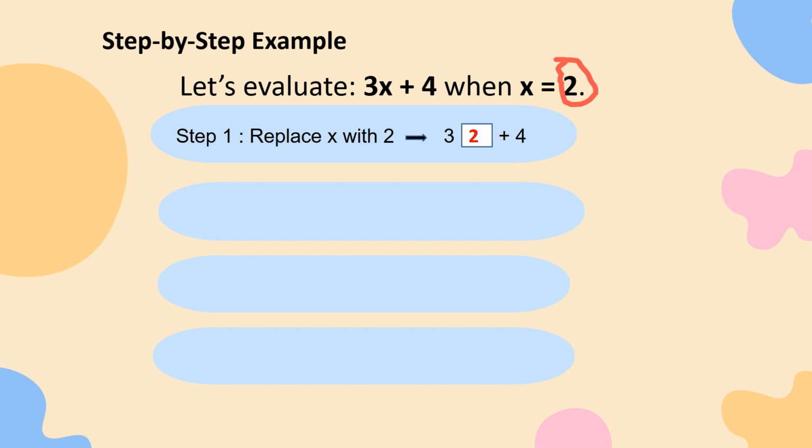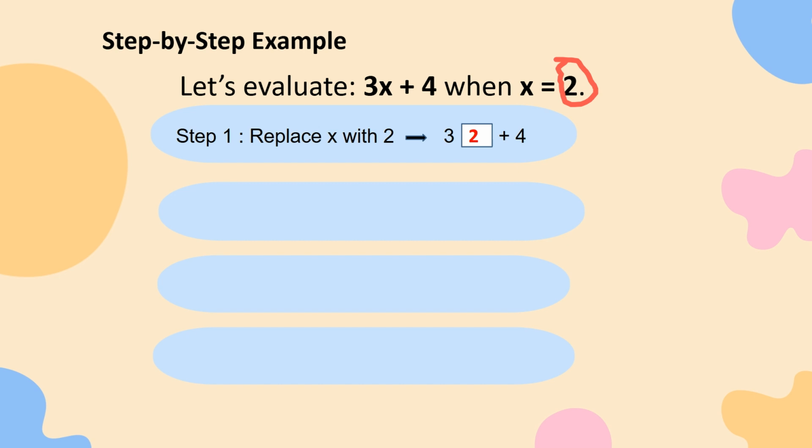So we now have 3. This actually implies multiplication, right? 3x. Remember in our previous lesson, that means we are multiplying 3 to whatever the value of x is. Now, since the assigned value for x is 2, we will have to multiply that to 3.